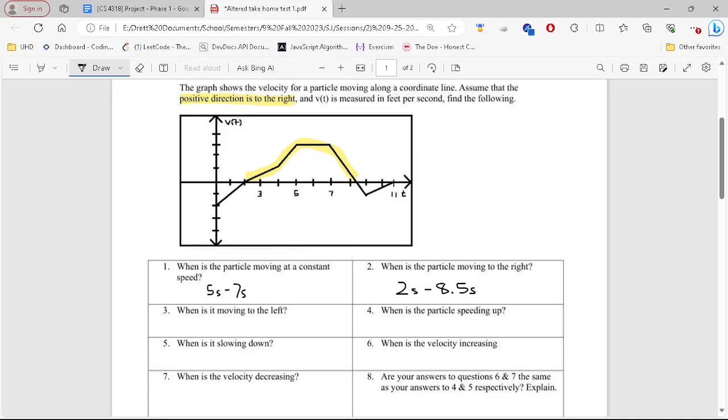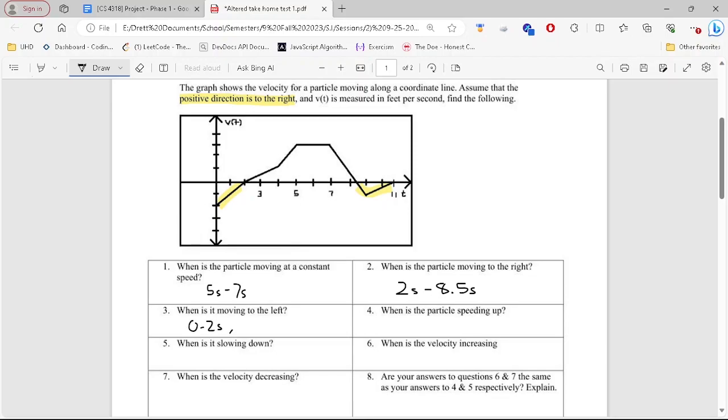Okay. When is it moving to the left? If the velocity being positive means it's moving to the right, the velocity being negative means it's moving to the left. So let's find out when it's negative. Right here, here, and here. So everything under this right here. Again, it does not include this point because at t equals 2 seconds, it's moving in neither direction. So it's moving to the left from 0 to 2 seconds.